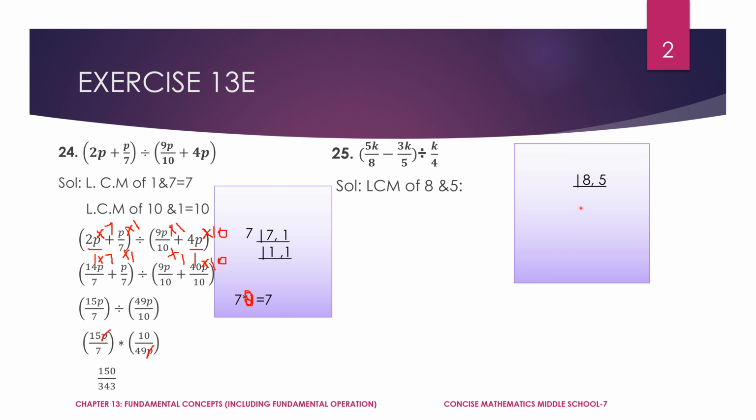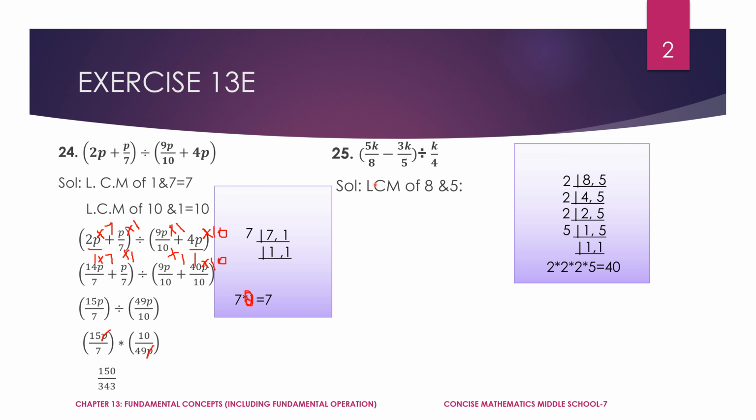Always start with the least number, that is 2. 2 4s are 8 and 5 you can write down as it is. Again 2 2s are 4 and 5 you can write down as it is. 2 1s are 2 and now 5 1s are 5. Now just multiply all these prime factors, that is 2 into 2 into 2 into 5, that is 40.